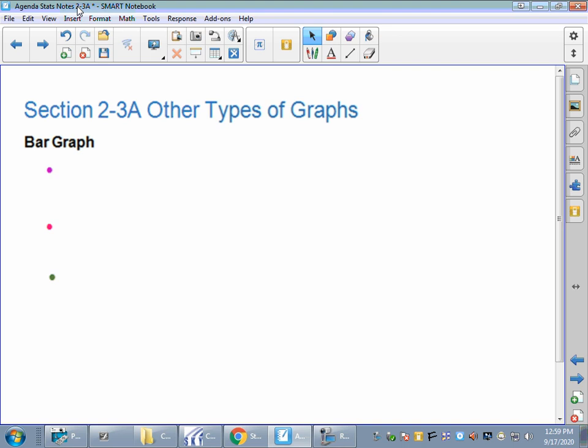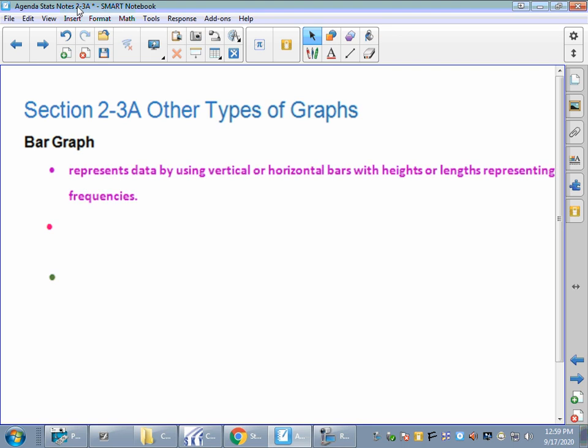The first is a bar graph. We are making a distinction between bar graphs and histograms because bar graphs use vertical or horizontal bars. We know that's not the case with a histogram. However, we're still representing frequencies.